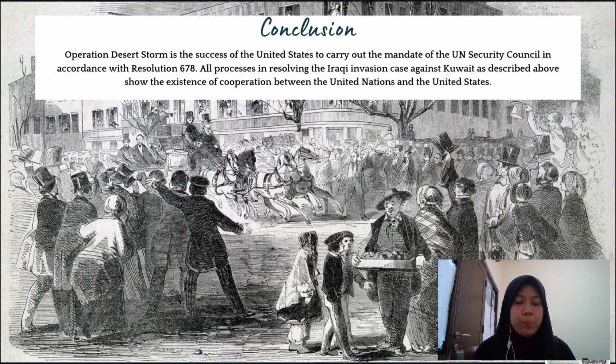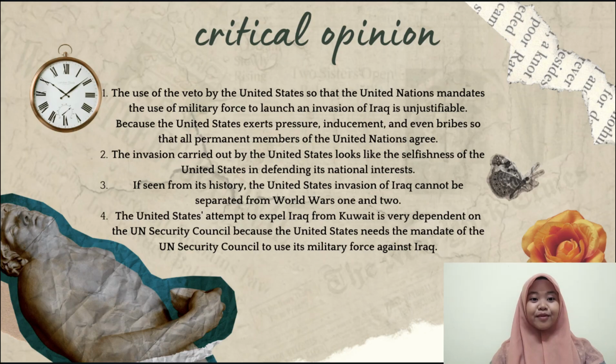In addition, this invasion, or what we call Operation Desert Storm, is the success of the United States in carrying out the mandate of the United Nations Security Council in accordance with Resolution 678. All processes in resolving the Iraqi invasion case against Kuwait, as described above, show the existence of cooperation between the United States and the United Nations. Since the United States has the veto power in the UNSC, meaning the US has great and more privilege in this war.